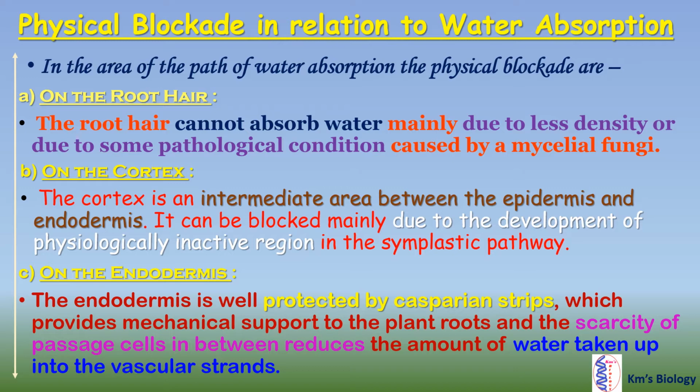The cortex is an intermediate area between the epidermis and endodermis. It can be blocked mainly due to the development of physiologically inactive region in the symplastic pathway. Thirdly, on the endodermis. The endodermis is well protected by Casparian strips, which provides mechanical support to the plant roots, and the scarcity of passage cells in between reduces the amount of water taken up into the vascular strands.